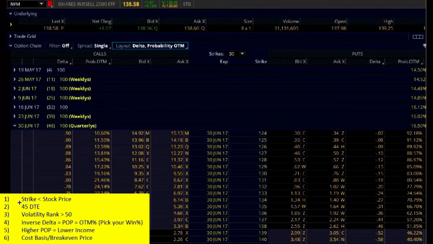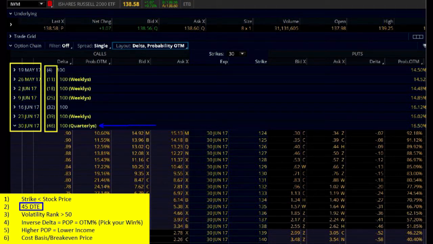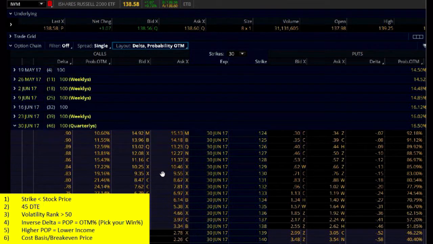Number one being as close to 45 days to expiration as possible. And if you look here, here's an option chain, different months, weeklies, etc. And here in parentheses is the days to expiration. So I think you can see here 46 is going to be the closest one to 45 we can get. So if we're going to make a trade, we originally start right here. This is the option chain we're going to use. 46 days because that meets rule number one, as close to 45 days as possible.